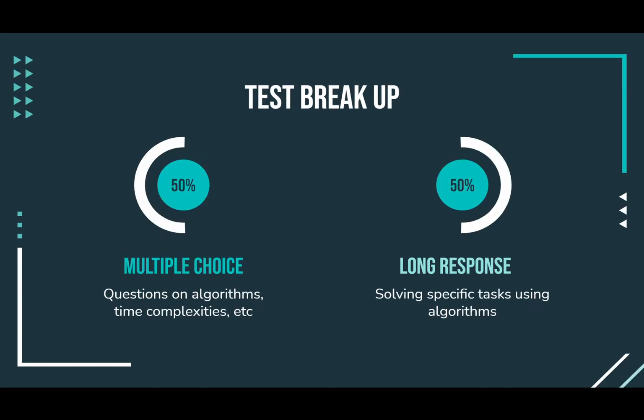Moving on, the test is broken up into two parts, multiple choice and long response, both of which are 50% of the test respectively. The multiple choice section is going to consist of questions on algorithms, time complexities, etc. And then on the other hand, the long response questions are going to cover solving specific tasks using algorithms.